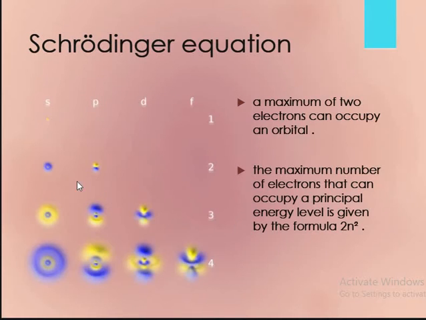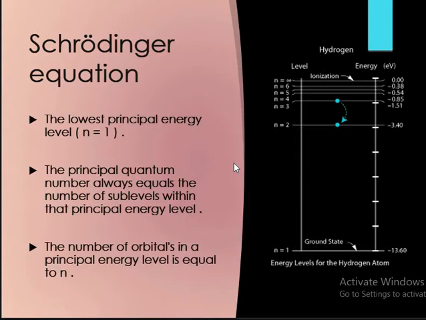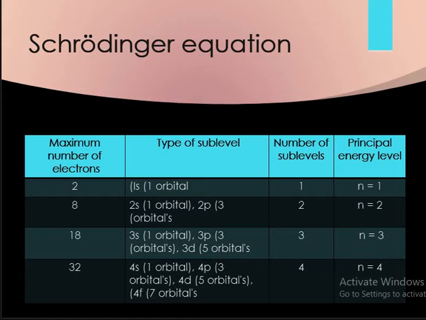Now we can go to the energy level. We talk about that, okay? And you know that the lowest principal energy level is n equal 1. We start with n equal 1; we don't have n equal 0, okay? The principal quantum number always equals the number of sublevels, and we talked about that in the last video. Now look here. This is the principal energy level, and this is the number of sublevels. If n equals 1, the number of sublevels is 1.